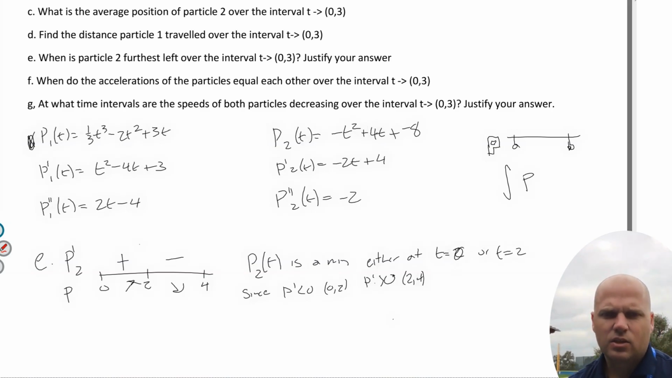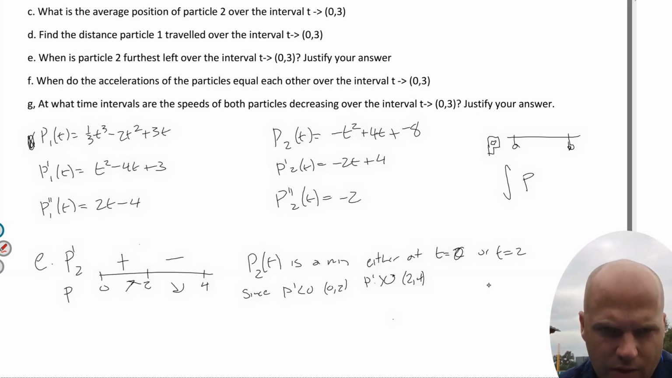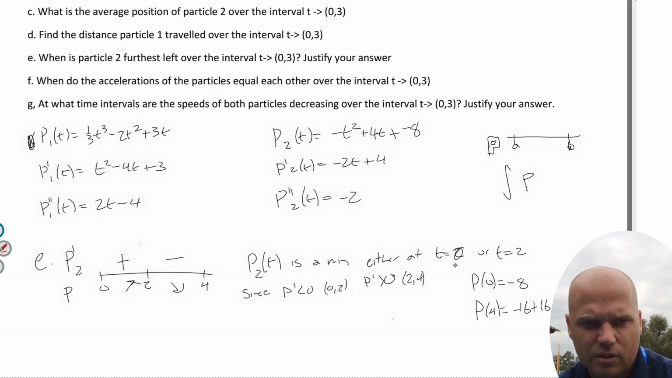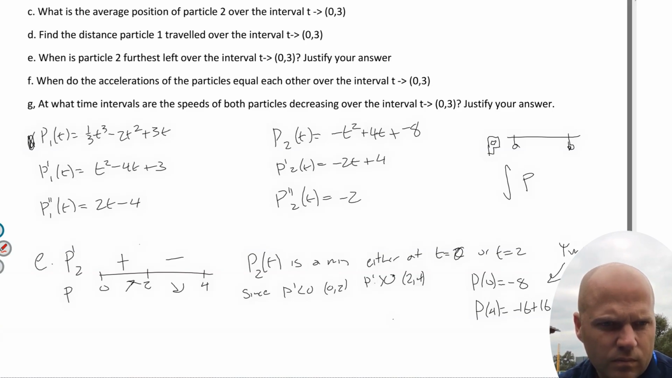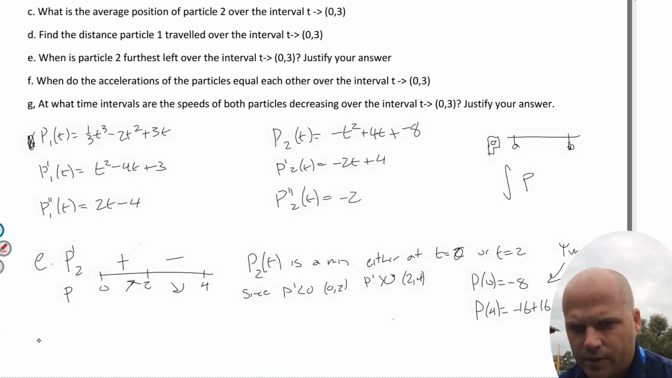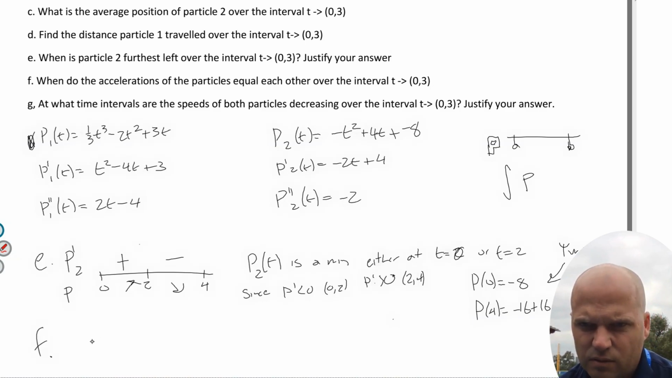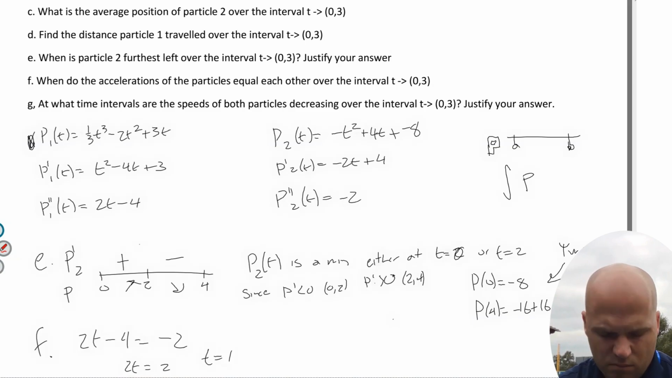You can then talk about what your candidates are. And then you compare your candidates and you win. P of 0 is negative 8. P of 4 is negative 16 plus 16 minus 8. Oh, 2 winners. 2 mins. That won't happen on your test. When do the accelerations equal each other? Oh, well, 2t minus 4 equals negative 2. T equals 1.